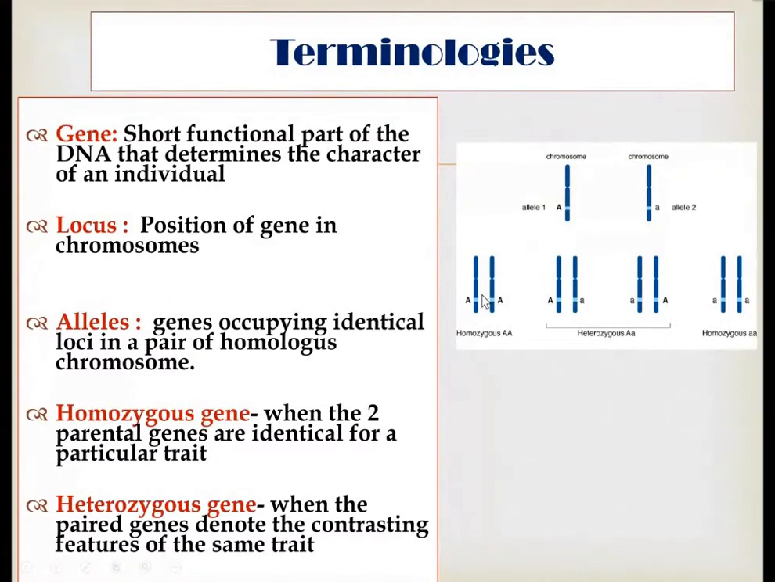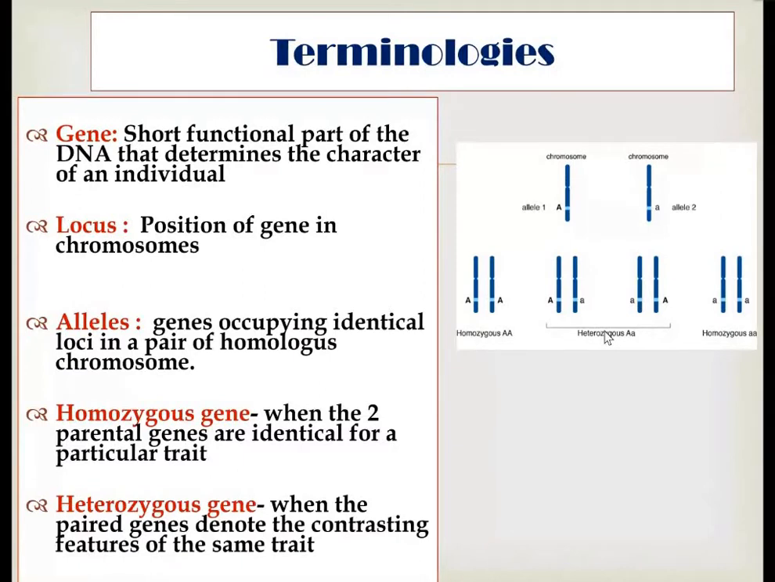Yes, ma'am. Okay. Now the next one is the homozygous gene. The homozygous gene is when the two parental genes are identical for a particular trait. Here, the capital A and the capital A is known as a homozygous gene. Now this one is known as a heterozygous. Capital A and a small a is known as a heterozygous. Why is this known as a heterozygous gene? Because this is a pair of genes denoting the contrasting features of the same trait. That means if this is determining tallness, this is determining shortness. Those are the contrasting features of the same trait, which is known as the heterozygous gene.